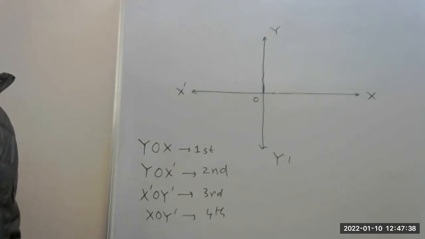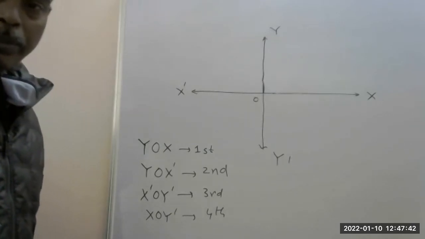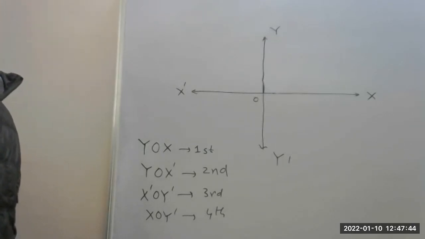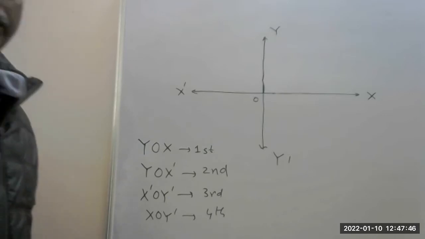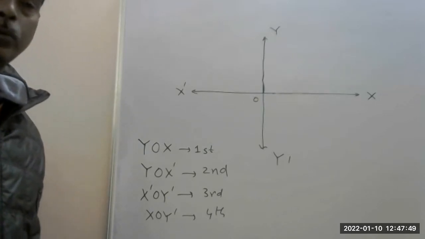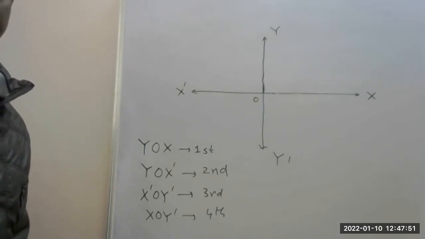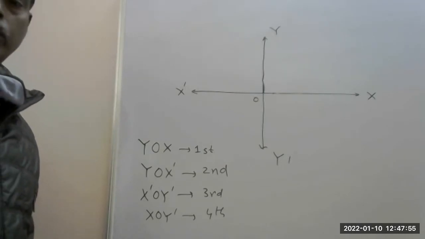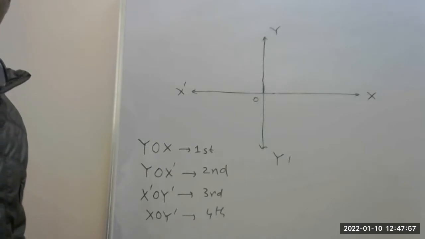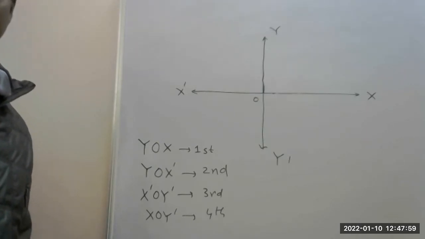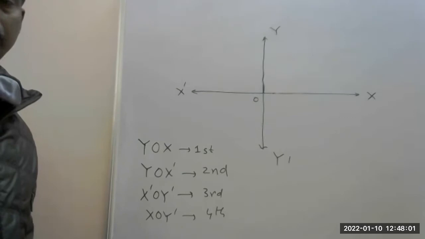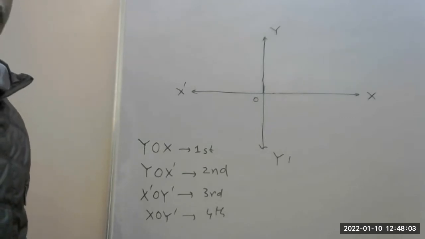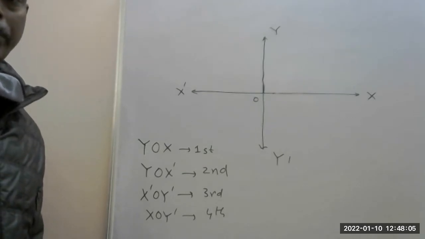This X and Y axis perpendicularly bisect each other, and four quadrants are formed. This X axis and Y axis is known as the reference plane. So YOX is the first quadrant, YOX dash is the second quadrant, X dash OY dash is the third quadrant, and XOY dash is the fourth quadrant. Is it understood by everybody?